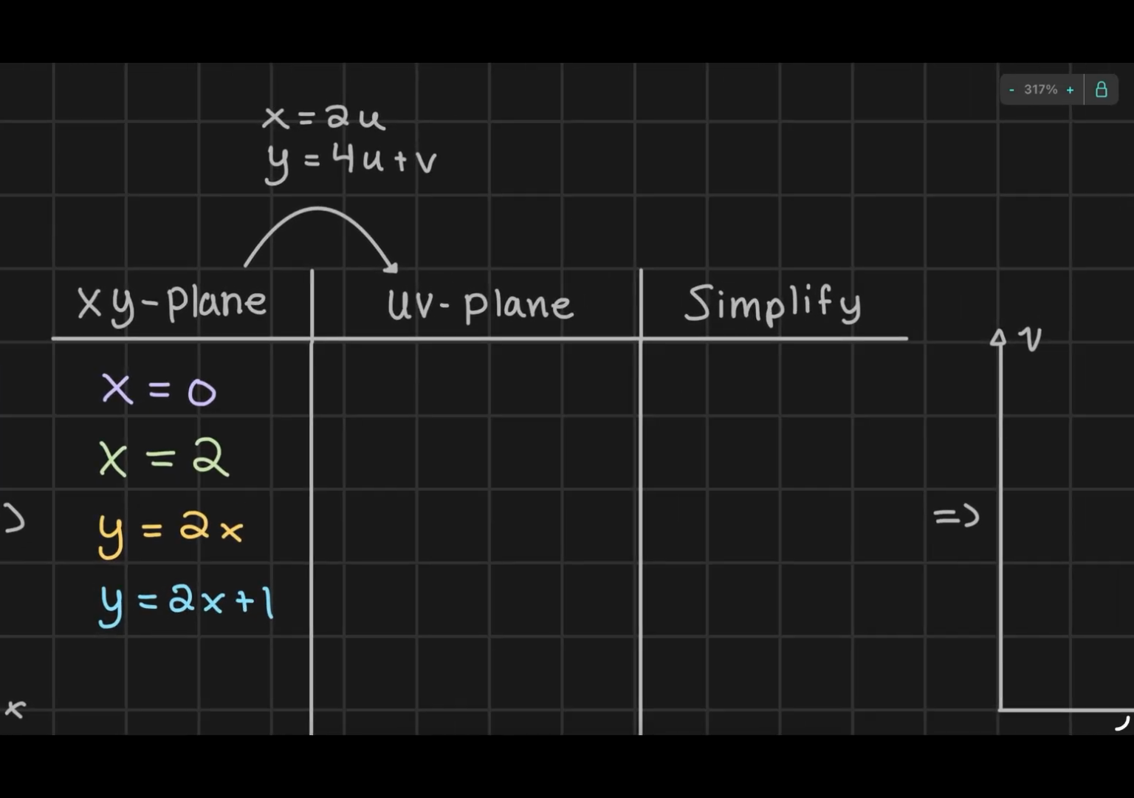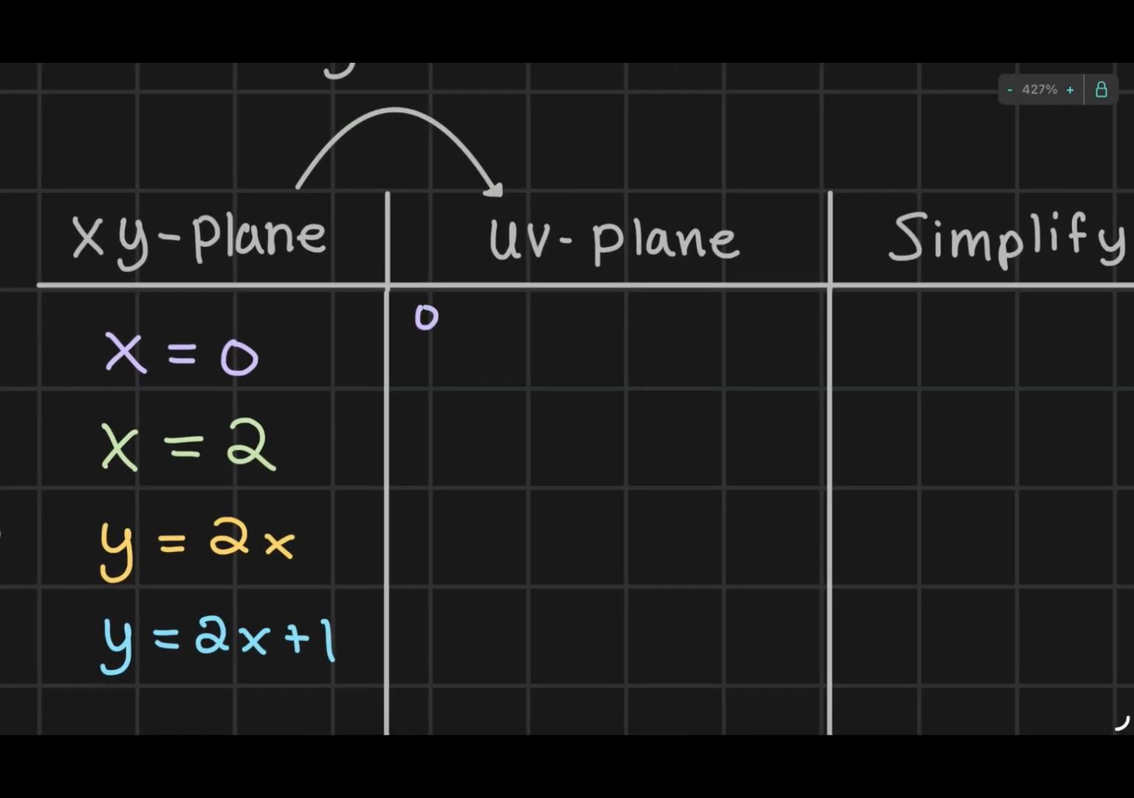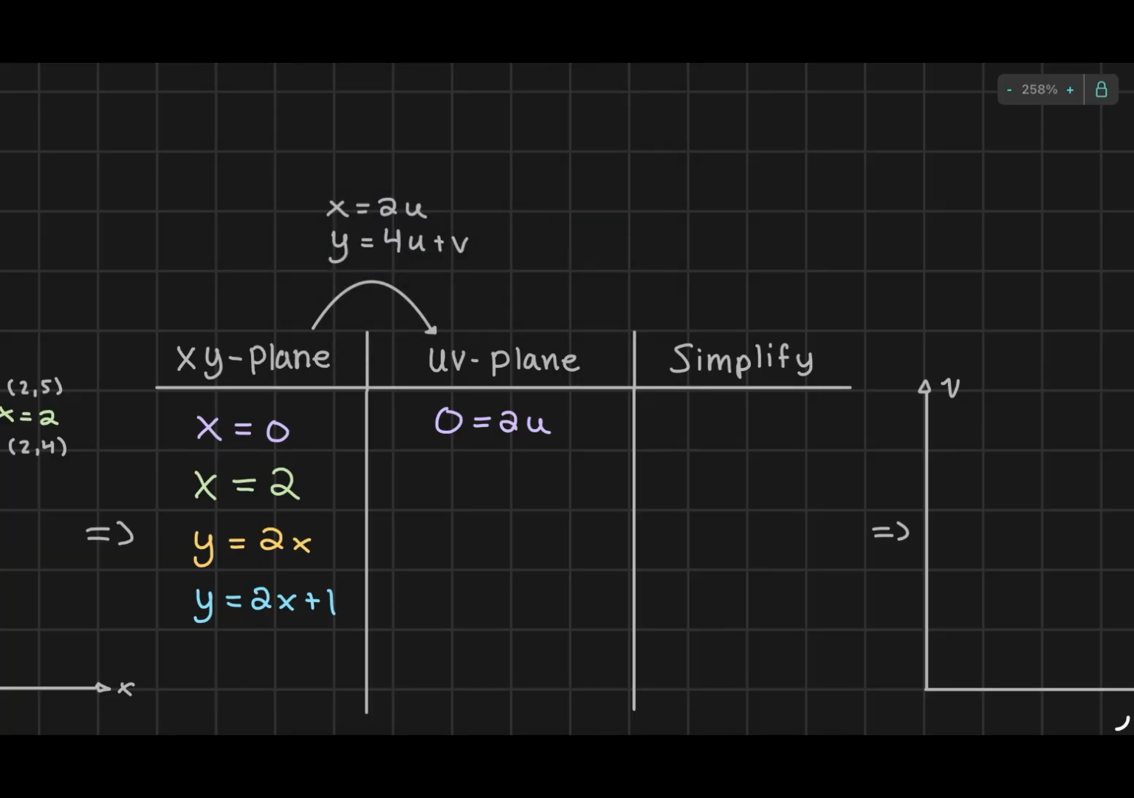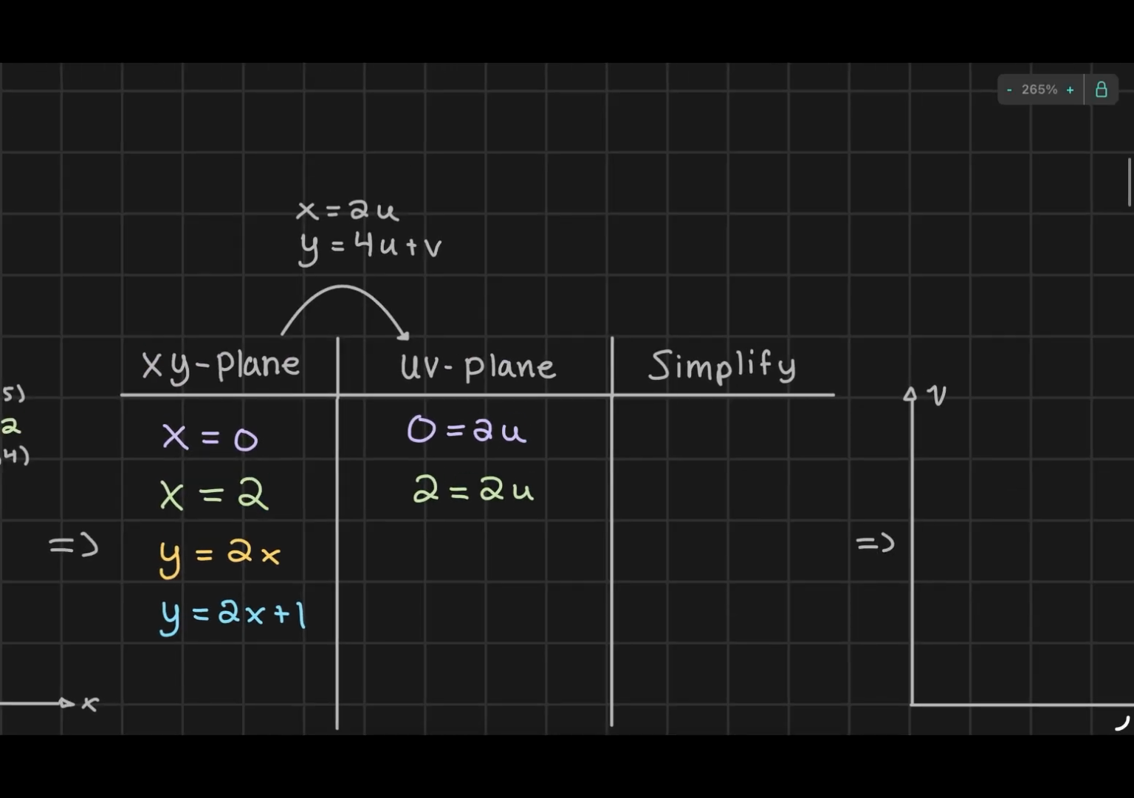Okay, what are we going to be doing here? As for our x coordinates, that's going to be pretty self-explanatory. We're going to be plugging in x equals 0 for this first instance. If we plug in x equals 0, then we have 0 equals 2u. We'll simplify that later. And similarly with our x equals 2 equation, we're going to have 2 equals 2u. Just plugging those x values right into that.